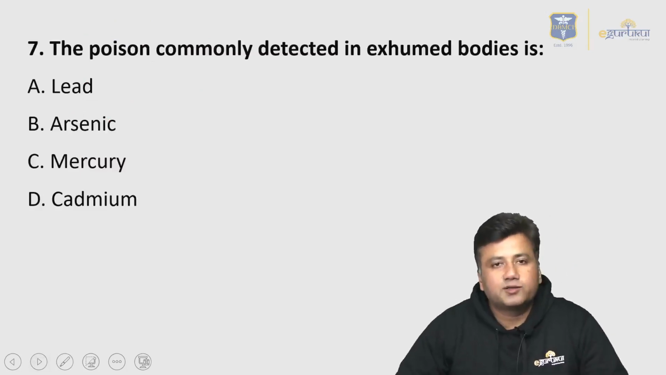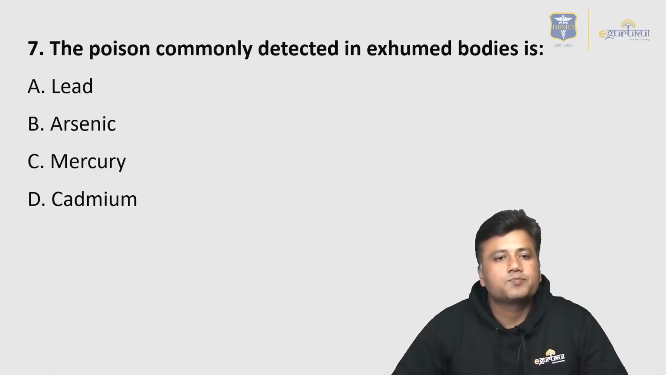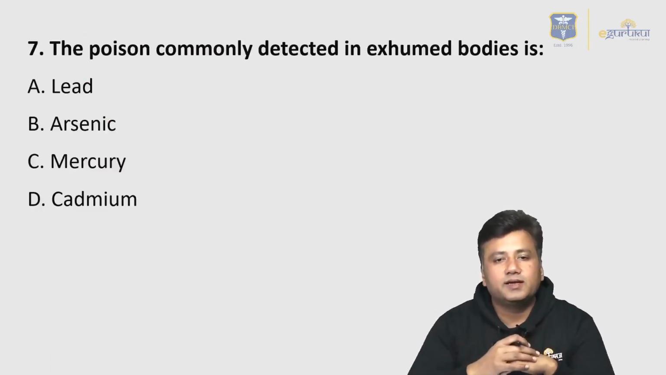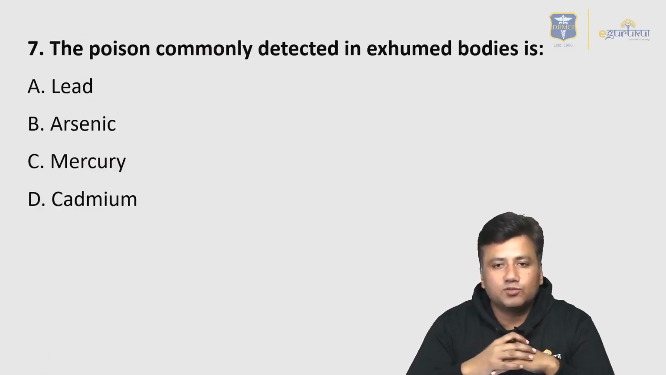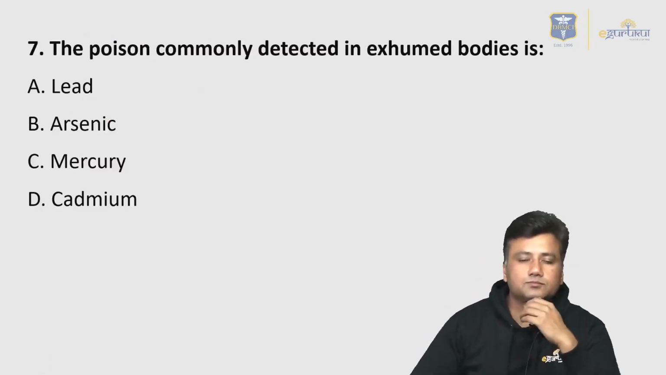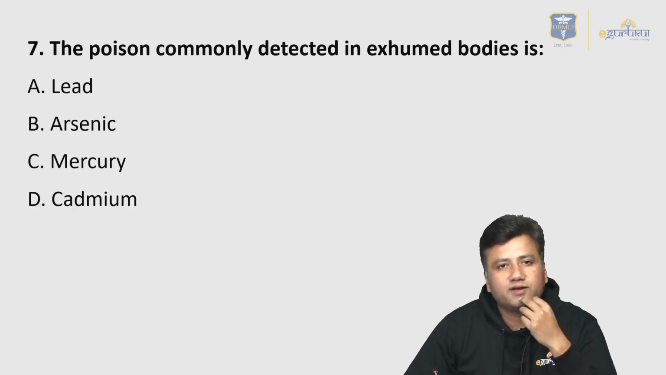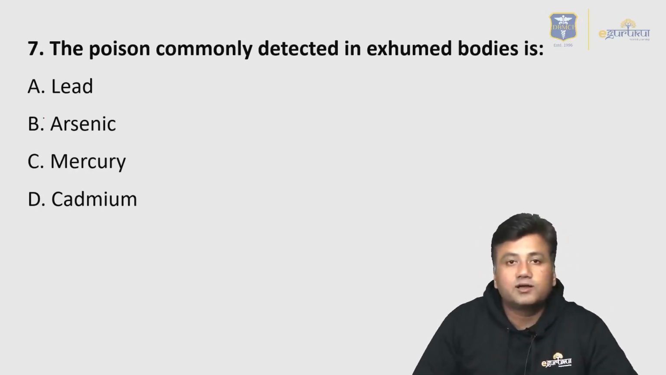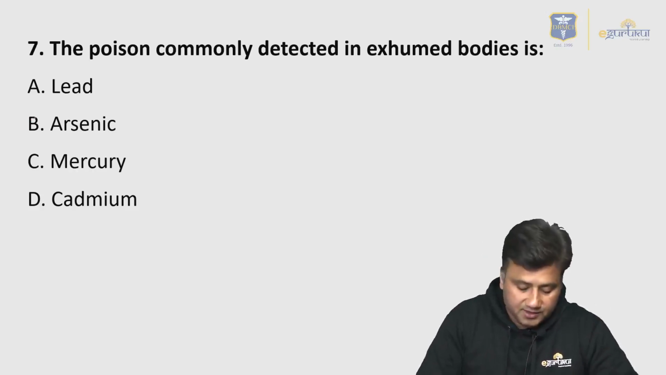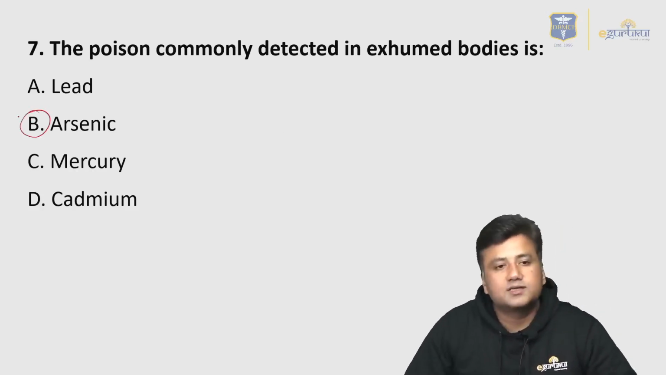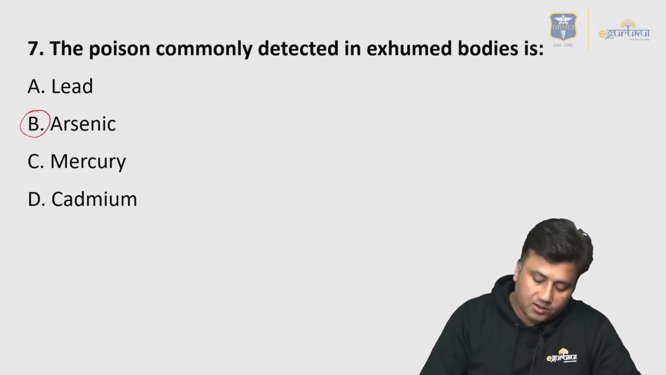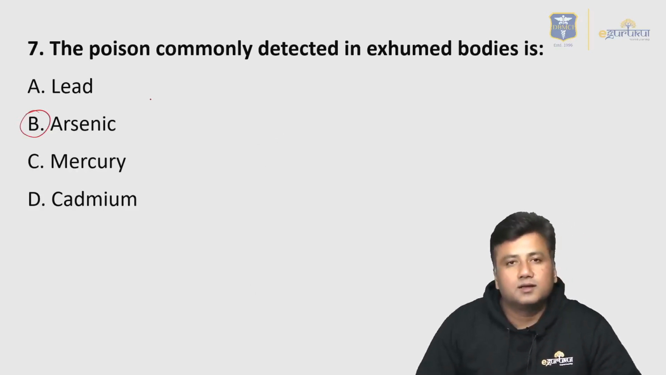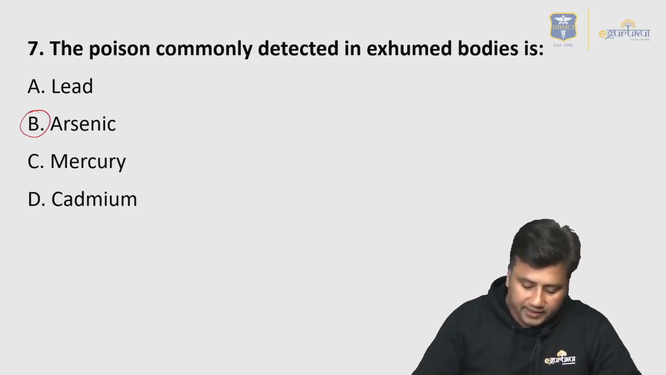Let us move to our next question, question number 7. The poison commonly detected in an exhumed body is... this again is a very old question, and I would like to share the answer first, which is basically arsenic. Okay. Now, arsenic has a very peculiar tendency.